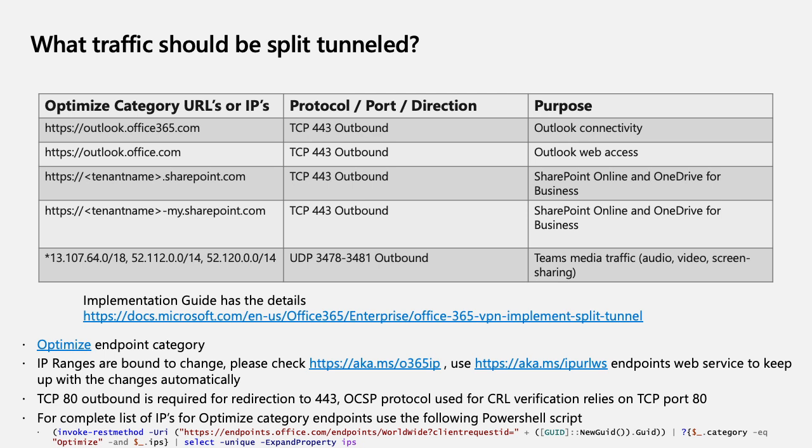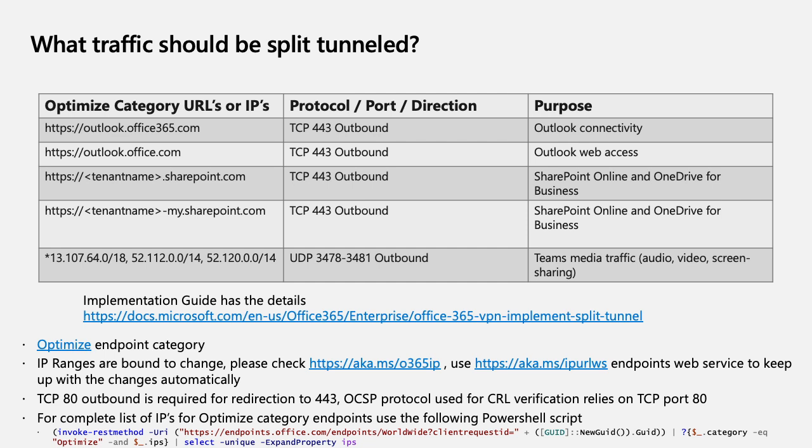Even if you don't have your VPN solution provider or vendor listed in the previous slide, it's not a concern. As I explained earlier, our implementation guide for VPN split tunneling gives you the details of how to split tunnel Office 365 traffic. The optimized endpoint set is the key category that you need to prioritize to split tunnel Office 365 traffic. So the most important information you need to know is what is part of the optimized endpoint set.